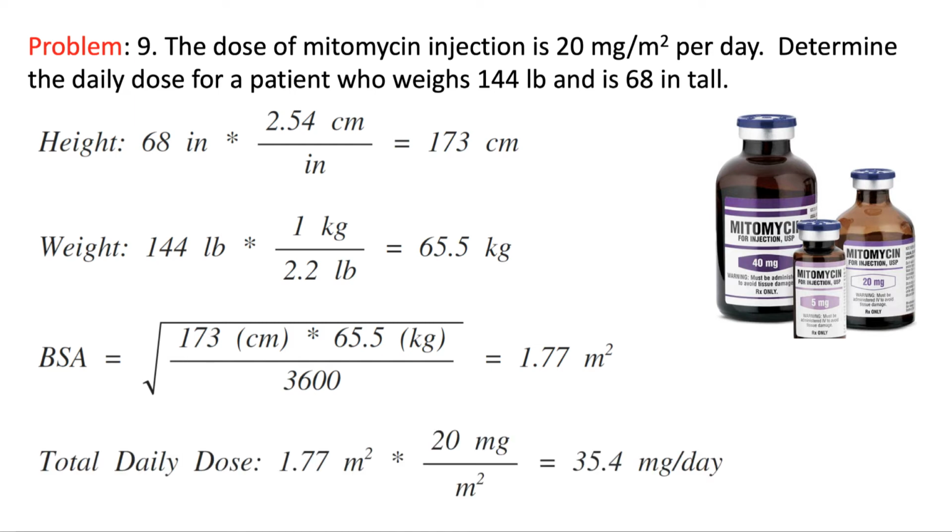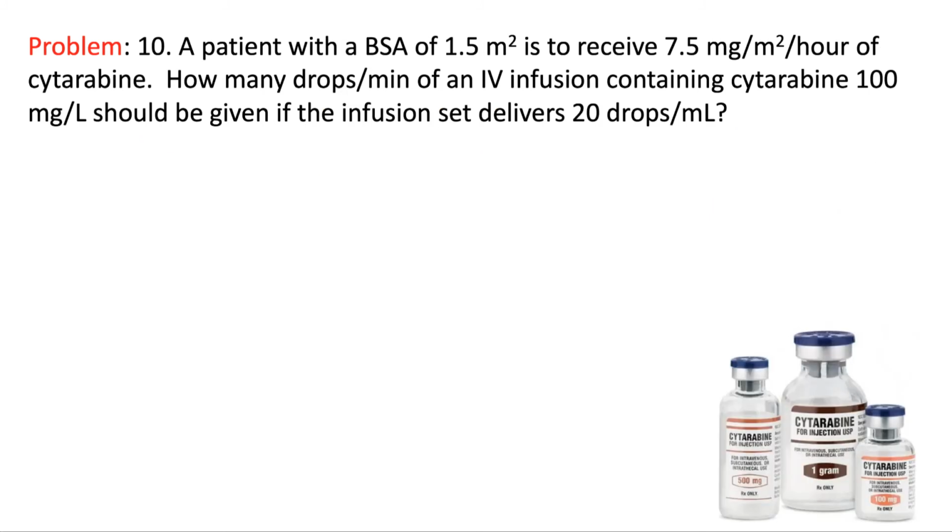Now that was the hard work. To actually calculate the dose for this patient, all we need to do is to take their body surface area of 1.77 meters squared times the 20 milligrams per meter squared per day. And what we can see by doing that math is this patient would require 35.4 milligrams per day. And that's the answer to question number 9.